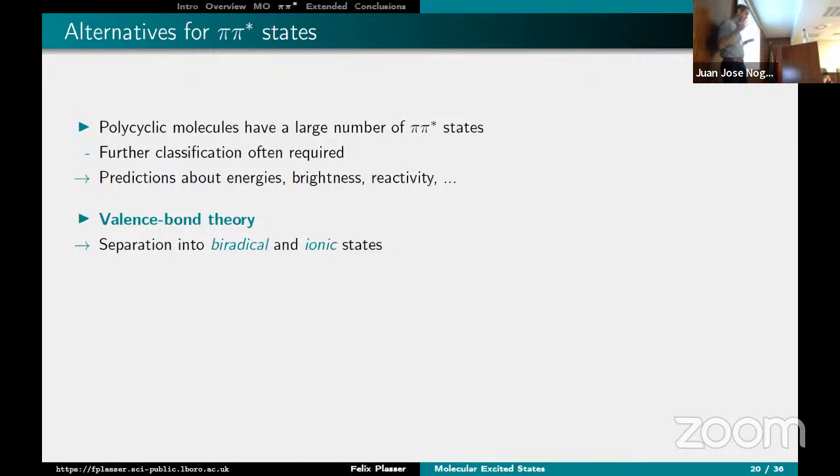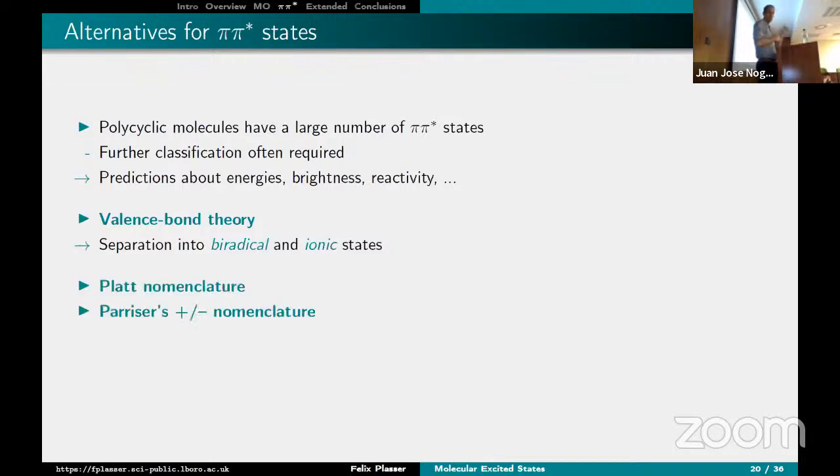One thing that comes from the 70s or even earlier, but people stopped looking at, is the ionic theories. We look at it in terms of resonance structures, ionic and covalent resonance structures. Then we have the Platt nomenclature and the Pariser plus-minus nomenclature, which I'll talk about. And something else that recently fascinates me is excited state aromaticity as a way to think about excited states.